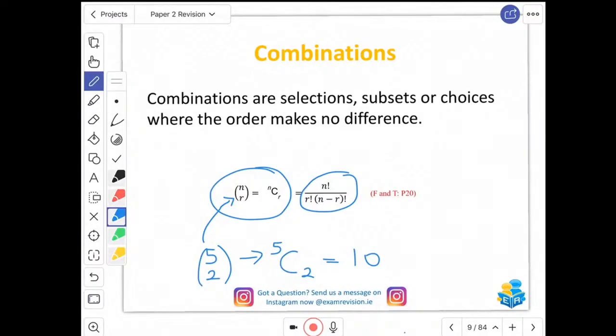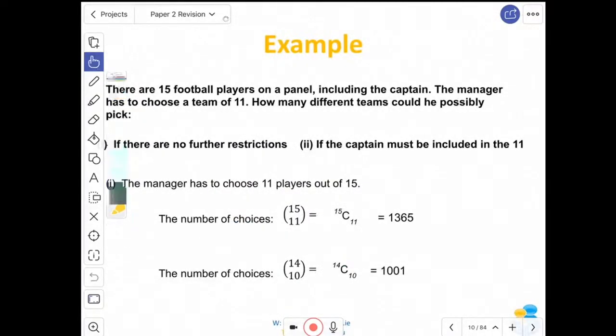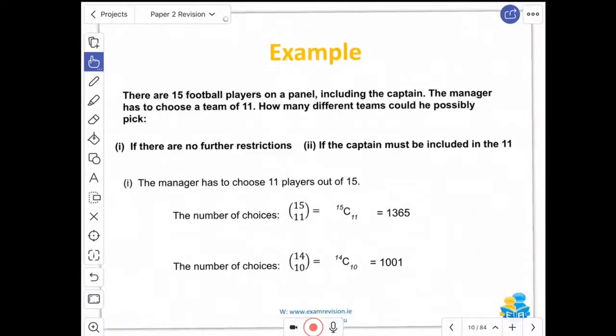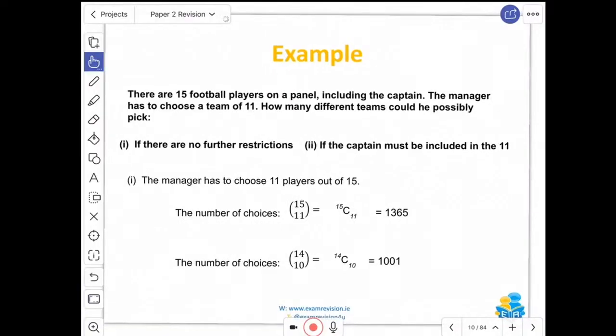Okay, so then we're looking at a question. There are 15 football players on a panel, including the captain. The manager has to choose a team of 11. So they have to choose 11 players, obviously, for the team. How many different teams could he possibly pick if there are no further restrictions?